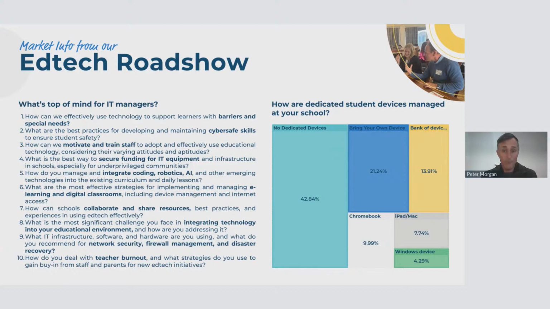10% have Chromebooks, of the schools that we're dealing with. 7% were iPad, Mac, and then 4.29% were other Windows devices. So it's really interesting that just over half did not feel like they had adequate devices in the school. So if we jump back here to the page before, you could see why devices is such a hot topic at the moment.